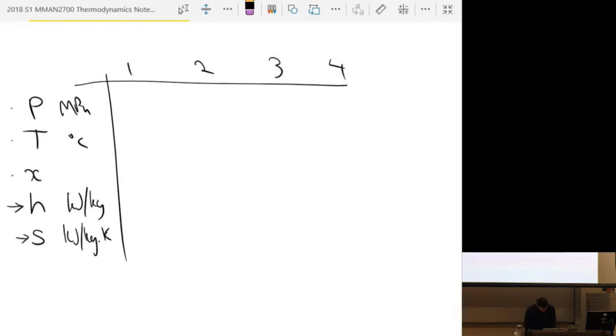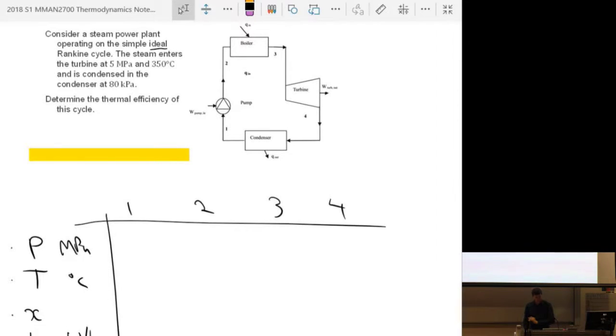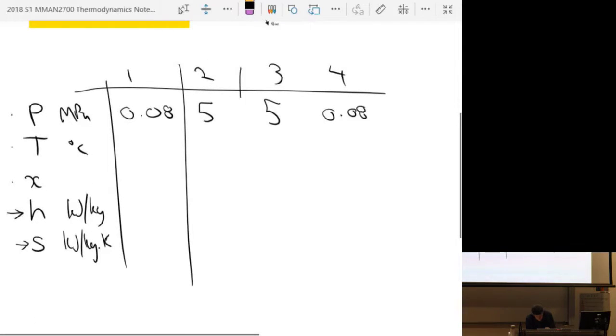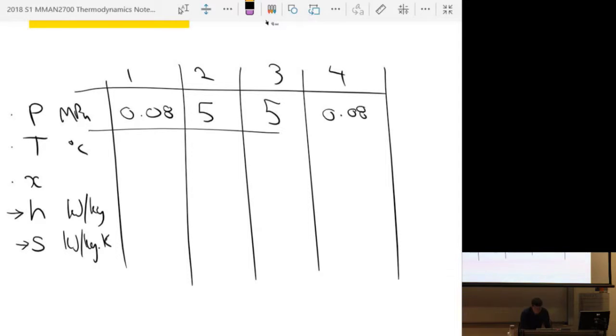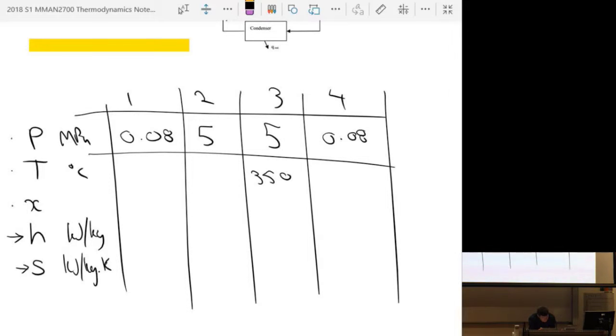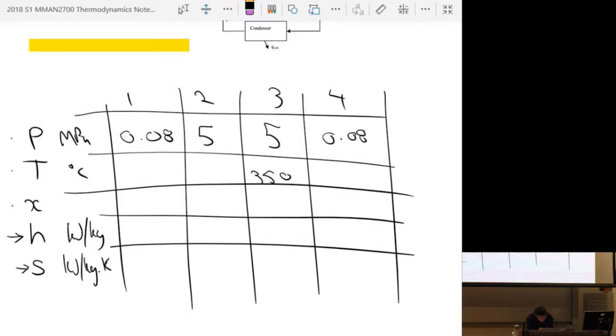So what are the things that we know? Steam enters the turbine at a pressure of 5 megapascals. So we know that the pressure at 2 and the pressure at 3 is the same because there's no pressure drop through an ideal boiler. That's the word ideal. So pressure 2 and 3 is 5 megapascals. And condensing in the condenser at 80 kilopascals. And again, there's no pressure loss through the condenser. So pressure 1 and 4 are 0.08 and 0.08. I might need some vertical lines. Temperature enters the turbine at 350 degrees C. So that's the temperature of state point 3 is 350. And that's all we're given.